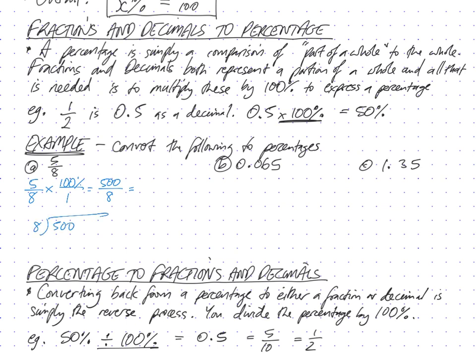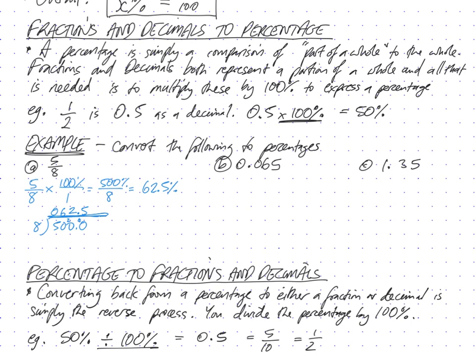500, 8's into 5, no go. 8's into 50, yes, there's 6. 8's into 20, no go, there's 2 of them, with 4 left over. So put a decimal point and a 4, 8's into 40, 5. So 500% over 8 is going to be 62.5%.